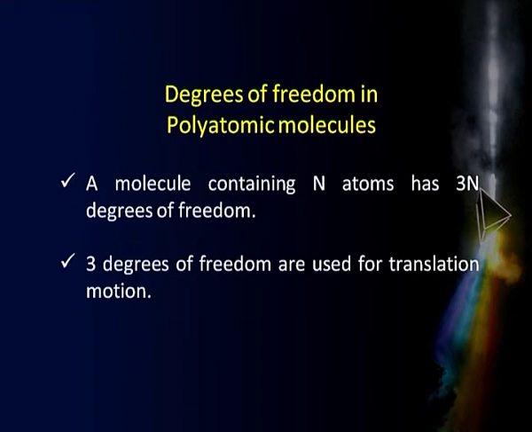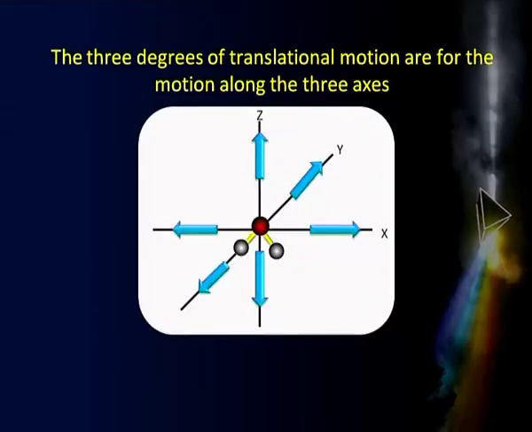Now, out of these, 3 degrees are used for translatory motion, because we are talking about a molecule here. A molecule can move anywhere in the 3 dimensional space. So, it can move along x axis, along y axis, along z axis, or anywhere in between. So, I need 3 degrees of freedom to describe the translatory motion of the molecule. So, out of 3n, 3 degrees of freedom are used for translation. Okay. So, what you have is a triatomic molecule; more than 2 atoms is a polyatomic molecule.